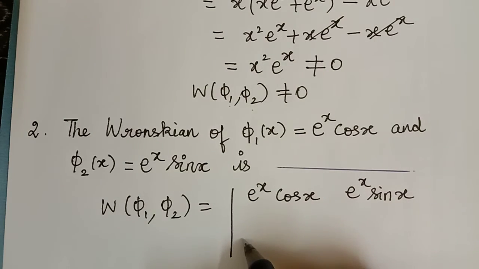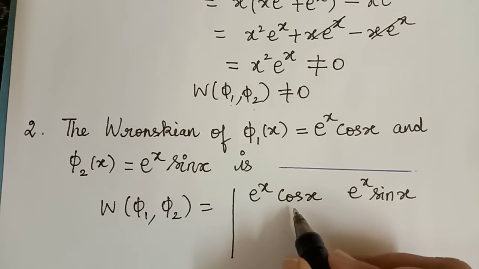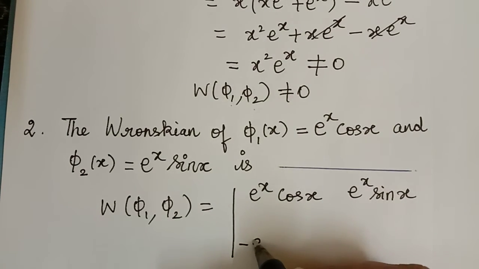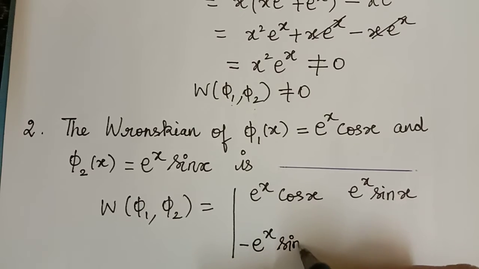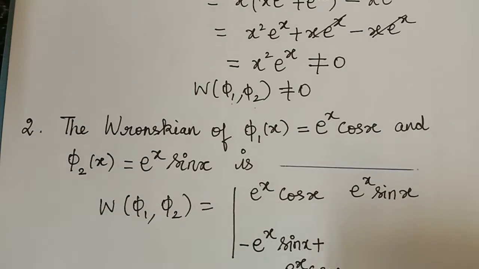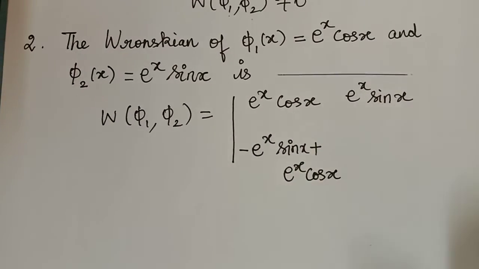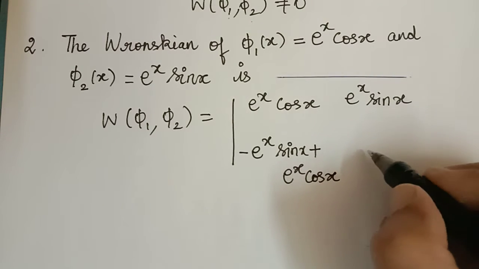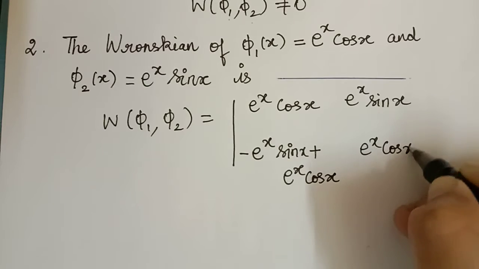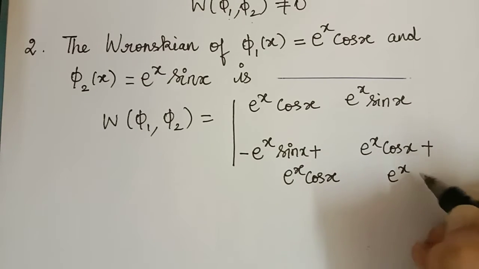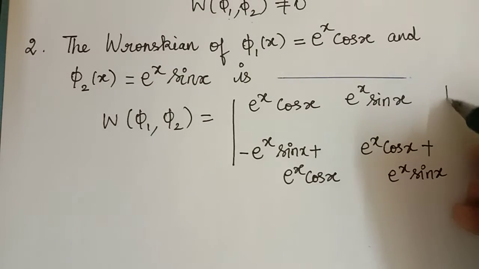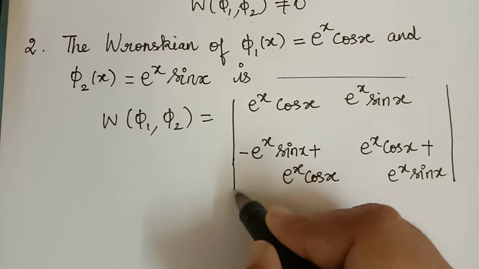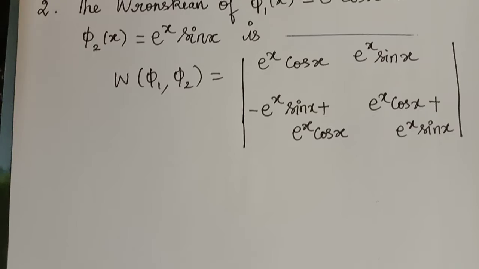And then here we have the differentiation of phi1. So first we will differentiate cos x, which is minus sin x, so minus e power x sin x plus e power x cos x. And then the differentiation of the next term: for sin x the differentiation is cos x, so e power x cos x plus e power x sin x. So we have done it by UV method, and after this we have to find the determinant of these values.